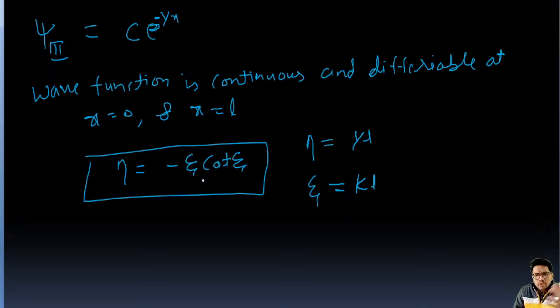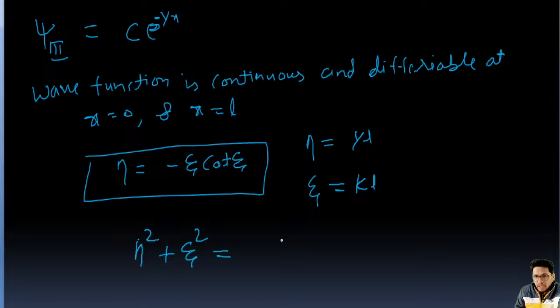Else you can solve those wave functions, use the boundary conditions, and you will get the value. Finally, after solving, you are going to get this value. Okay, so we know this, so now we can easily find eta square plus zeta square.